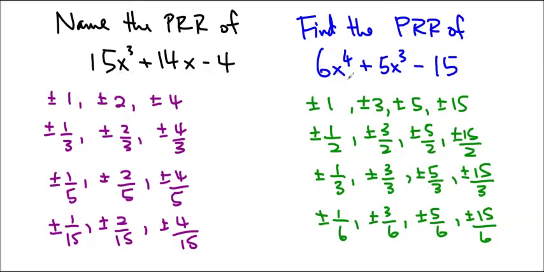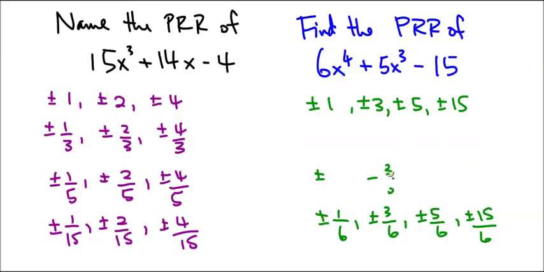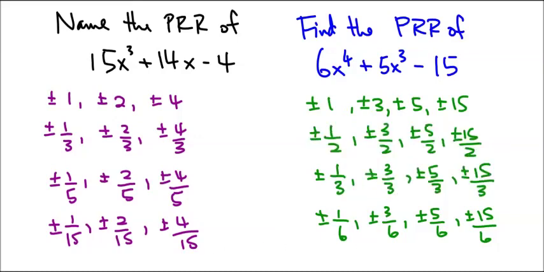However, for the PRR of 6x to the 4 plus 5x cubed minus 15, we do actually have to cancel some things. And you can just erase the ones that we don't need. You can see that 3 over 3 is actually 1, and we have 1 in the list already, so we can erase it. Or if you have a very difficult time erasing things, then you could cross it out like that. We'll cross out anything that cancels because it's already in the list, and there you go, you have your full list of PRR.